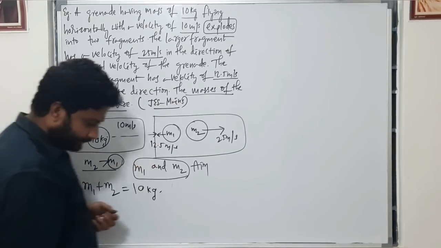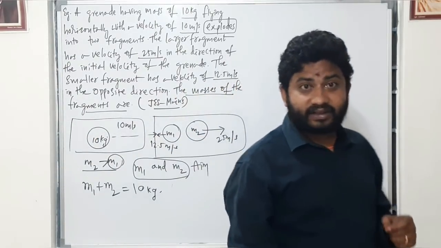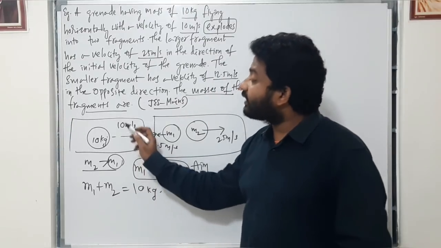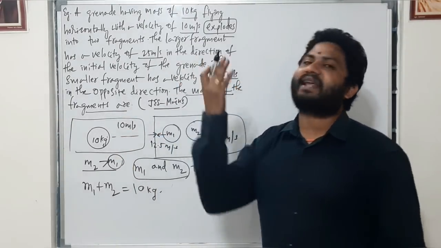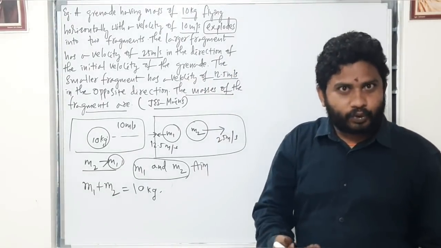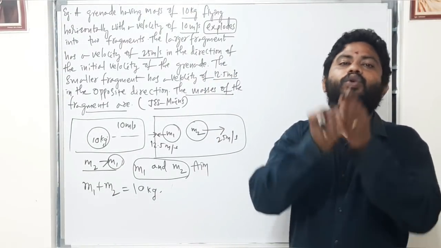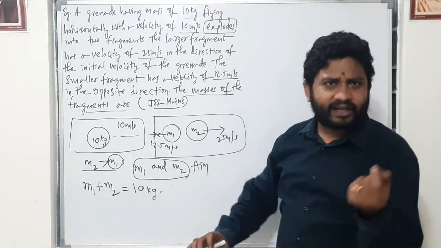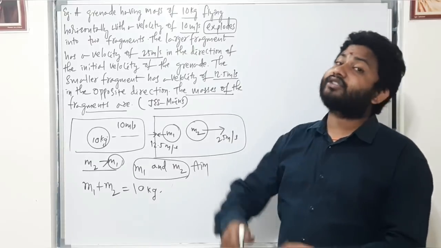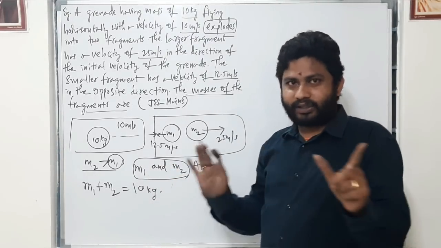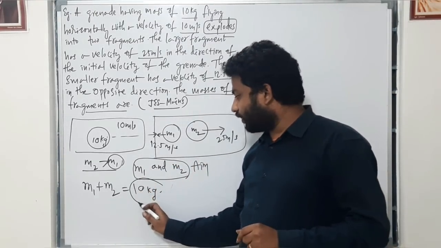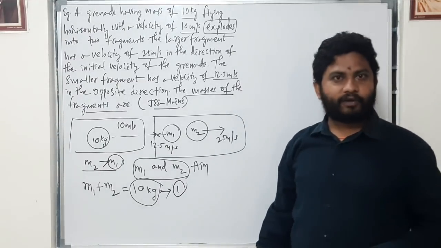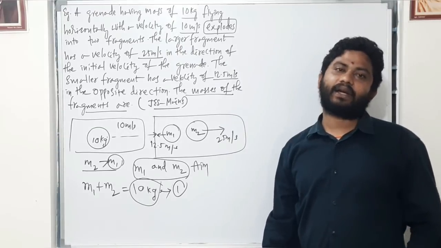Will you agree with this? Everyone, will you agree with this? M1 plus M2 is equal to how much? 10 kg, because the initial grenade mass is 10 kg. After the explosion, that 10 kg is divided into two fragments. One is larger, one is small. One fragment may be 7 kg, another fragment may be 3 kg. One is 9 kg, another may be 1 kg, whatever it may be. So this 10 kg is only splitting, and I have my equation 1: M1 plus M2 is 10 kg. Are you ready now?